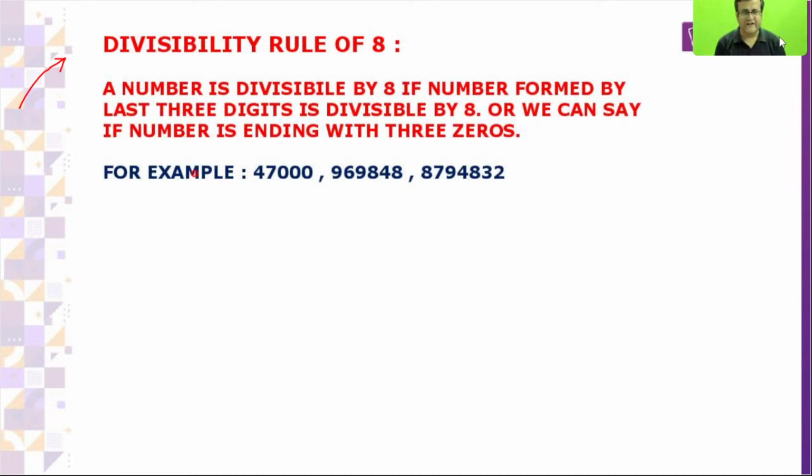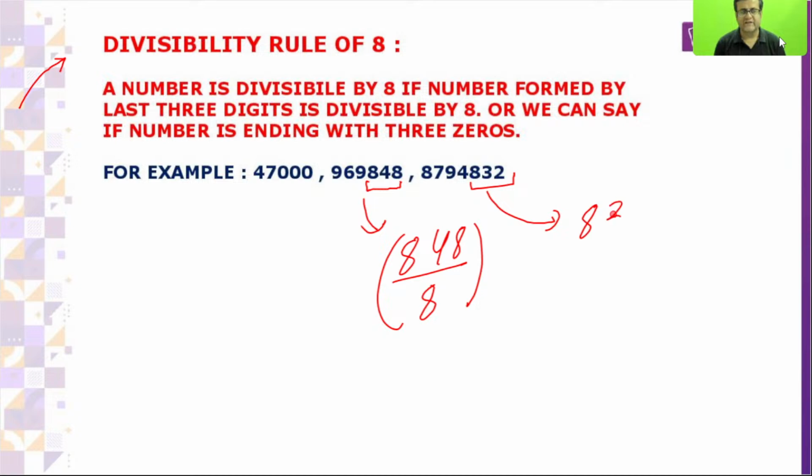So in case of 8, a number is divisible by 8 if the number formed by the last 3 digits is divisible by 8. Last 3 digits, 848 in this case. It is exactly divisible by 8. In this case, 832 is exactly divisible by 8.